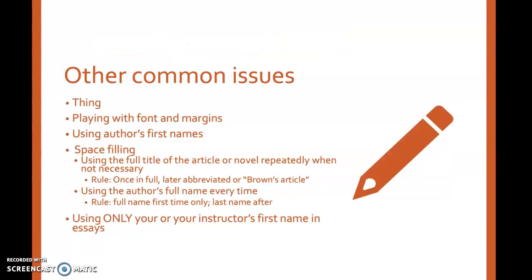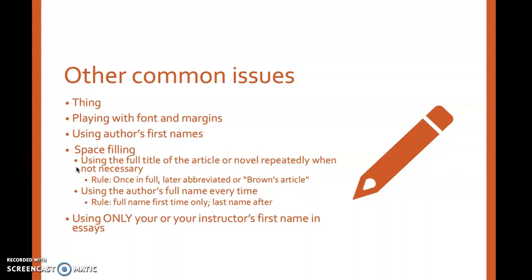Other common issues. Thing. Don't use the word thing. Always be specific. There are very few instances in academic writing where you absolutely cannot choose any other word but thing. So be very careful. Don't play with the font and margins in order to make page length. Make sure that you avoid using the author's first names.